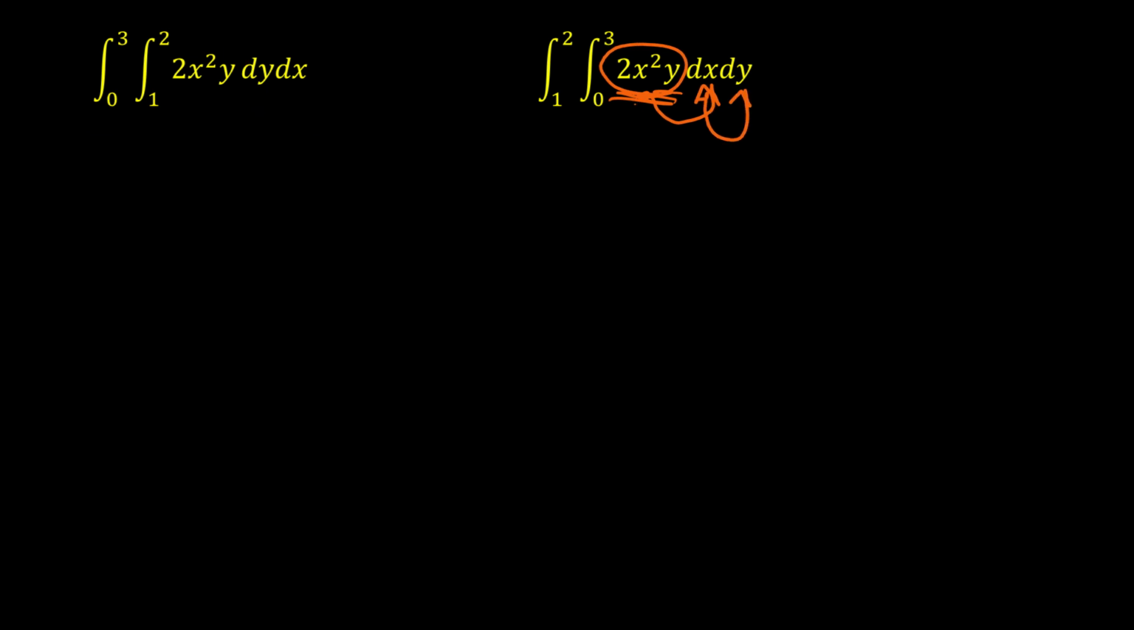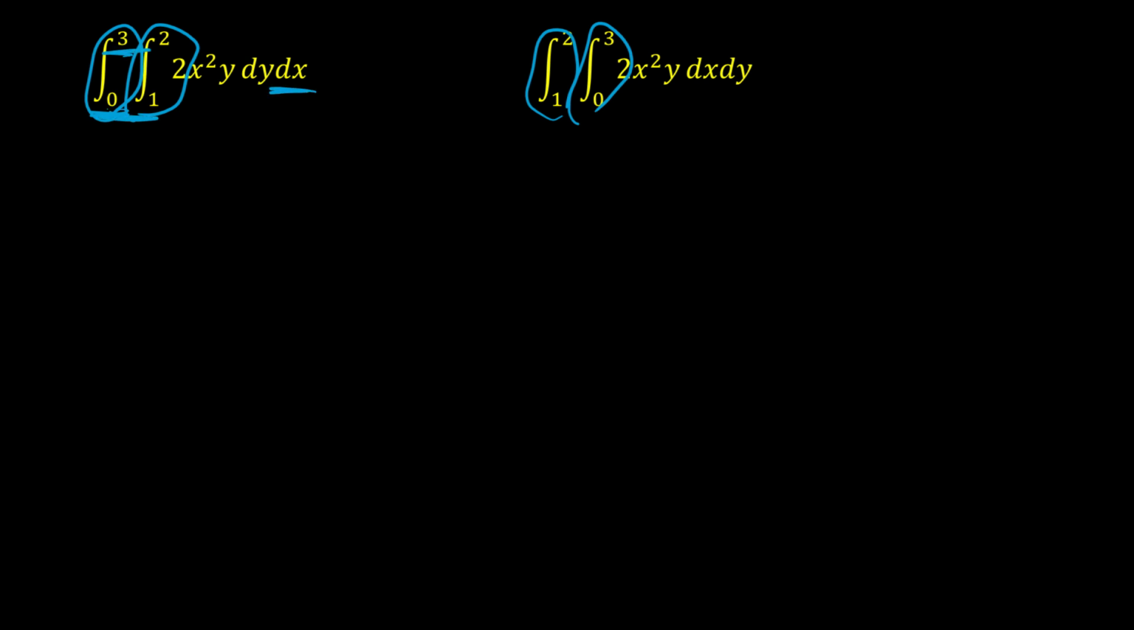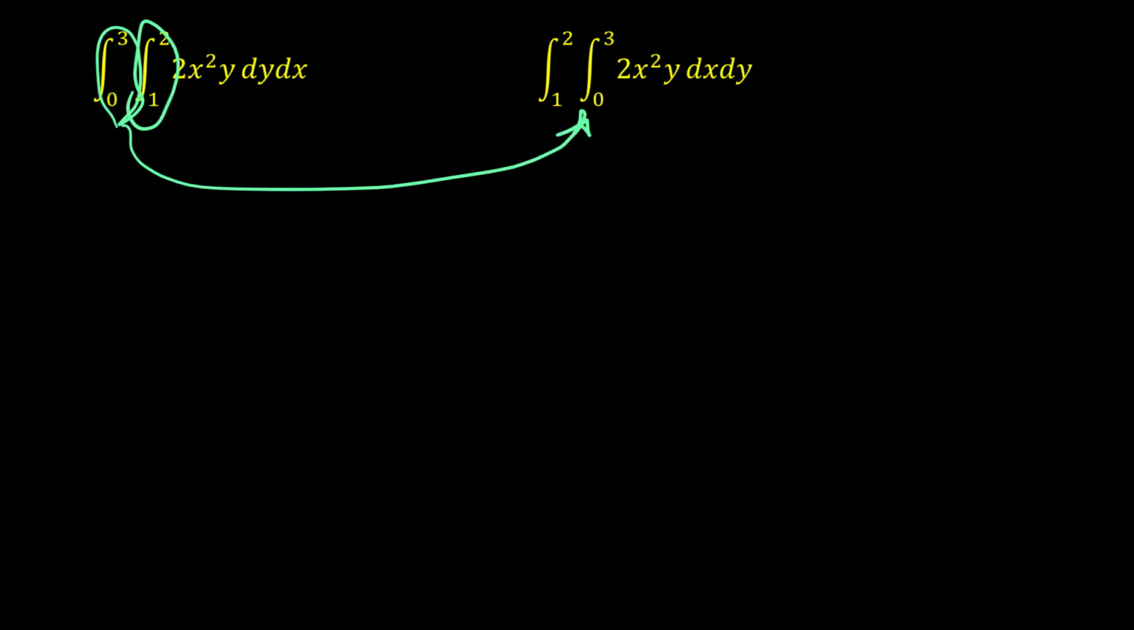But attention that because we have reversed the order of integration, we have switched these upper bound and lower bound of the integral. Here x is from 0 to 3, y is from 1 to 2. In this integral, y is again 1 to 2 and x is 0 to 3. So the interval is the same. And because we have reversed the order of integration, automatically we have to reverse these values also. Let's see, is there any relation between these two values or not?